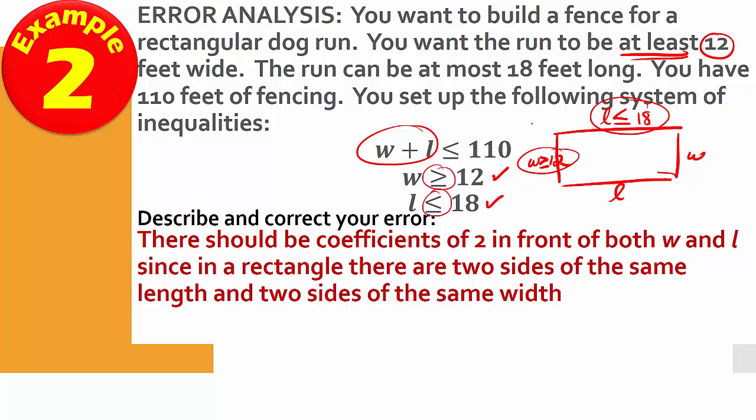At least 12, meaning that the W has to be greater than or equal to, that's right. So pay attention to words like at most, at least. That's where your error could be. But like I said, in this case, there should be a 2 in front of the width and the length, and everything else is correct. So this one could be a little bit tricky. The inequalities tend to be a little bit more difficult than the equations. But with a little bit of practice and knowing what words mean what, you will do fine.